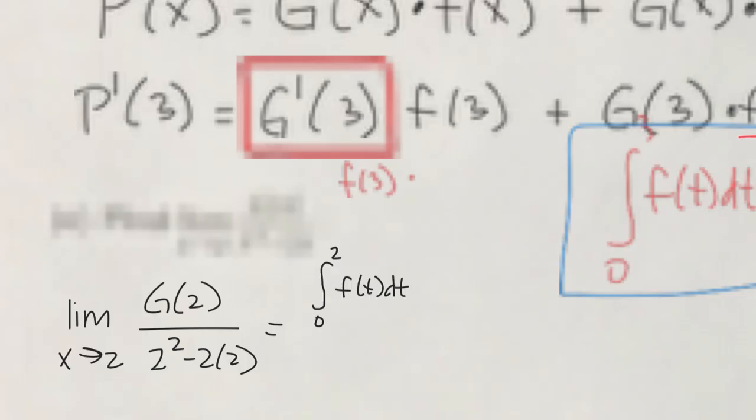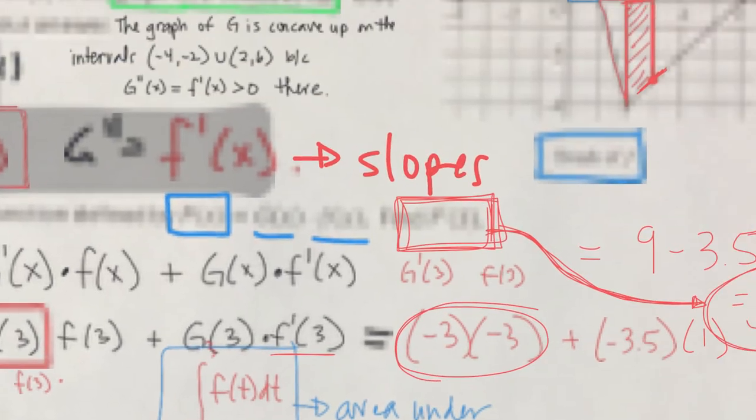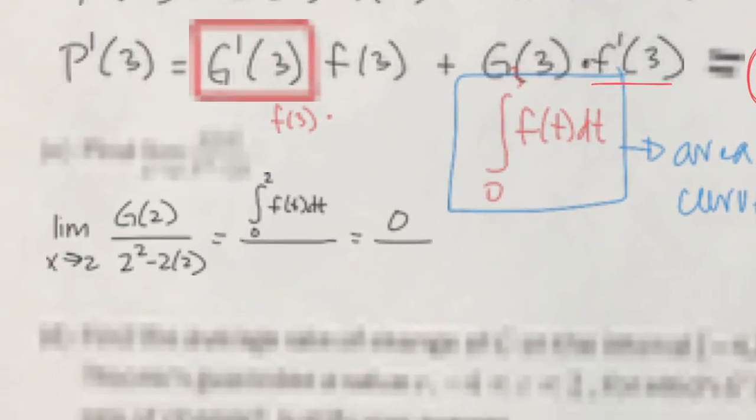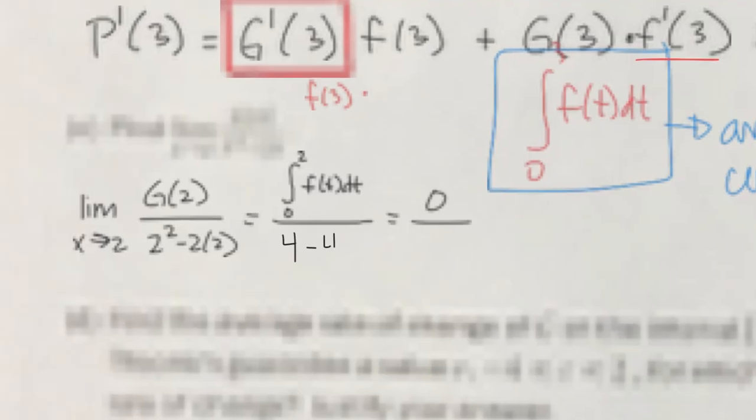And if you remember from a second ago, that was a positive 2 and a negative 2. So the area underneath the curve is 0 from 0 to 2. Okay, that was that blue triangle. From 0 to 2 is the blue triangle, which has an area of positive 2, plus the red triangle, which has an area of negative 2. So g of 2 is 0. And then on the bottom, 4 minus 4, well, that's also 0.